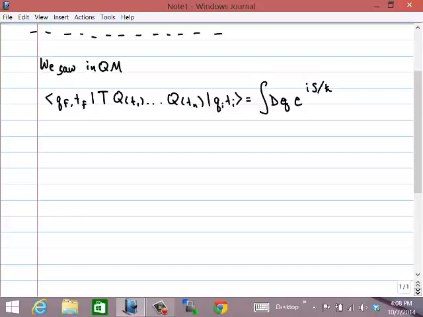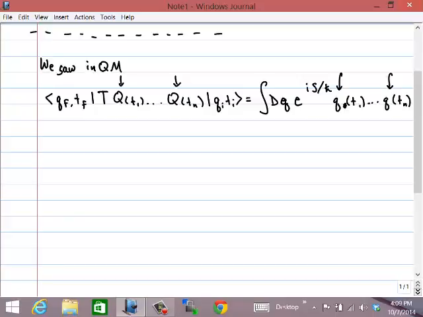That is to say, all possible functions q of t, of the exponential of the action, e to the iS over h bar. And if one wants to compute the expectation value of some operators, q of t1 up to q of tn, then all you do is insert in the path integral the value of the function q at times t1 up to tn.